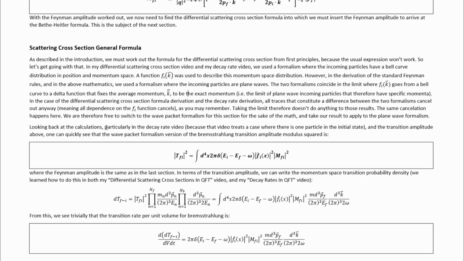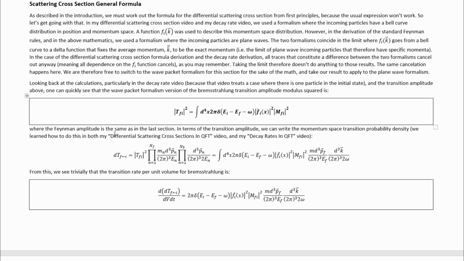Looking back at the calculations, particularly in the decay rate video, because that video treats a case where there is one particle in the initial state, and the transition amplitude above, we can see that the wave packet formalism version of the Bremsstrahlung transition amplitude modulus squared is this expression, where the Feynman amplitude is the same as it was in the last section. In terms of the transition amplitude, we can write the momentum space transition probability density.